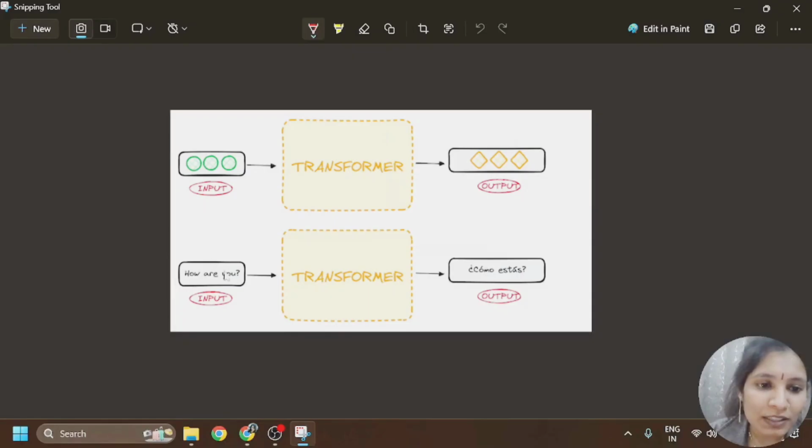I'm going to pass the input "how are you" into the transformer, and it will translate this "how are you" into "cómo estás". This is the Spanish for "how are you". So if you use a transformer for translation, it works like this: you pass "how are you" as input into the transformer, and it gives you the output "cómo estás".